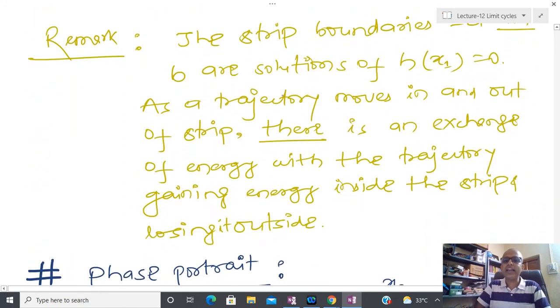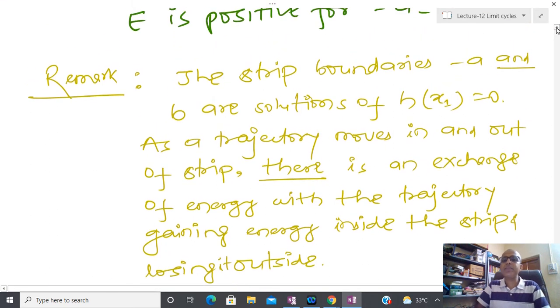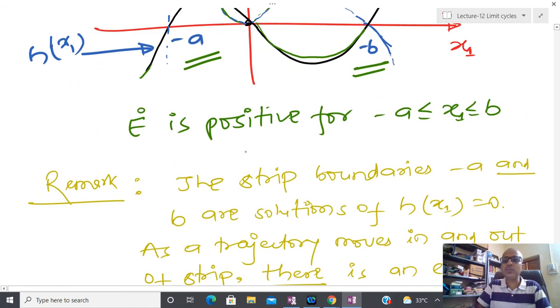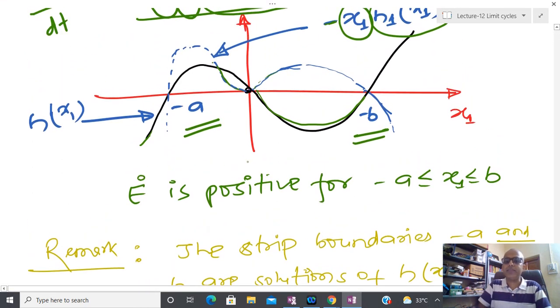So the remark is that I have the strip boundary, minus a to b, as the solution. How to calculate this boundary? If you solve hx equal to 0, then that will give you the boundary, minus a and b.